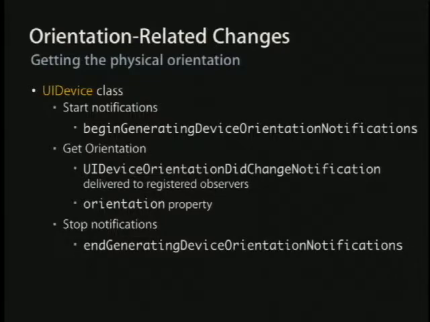So let's get the physical device orientation, right? That's the way the user is actually holding their phone. You do that using the UIDevice class. You usually want to start notifications by calling beginGeneratingDeviceOrientationNotifications. Again, we've got these nice long names, so you have to type a lot, or use autocomplete. You can start finding out about these things happening by registering for the UIDeviceOrientationDidChange notification. This will get called when the user has actually fully rotated their device, so it's not called a lot unless the user is moving back and forth constantly. So it'll be delivered to registered observers.